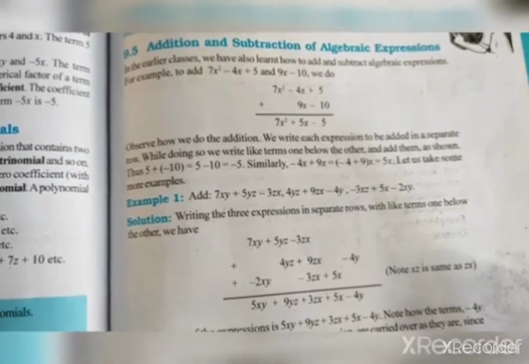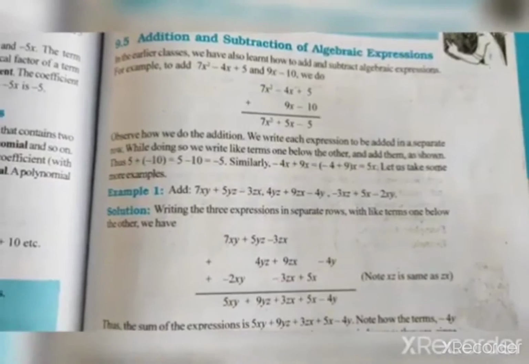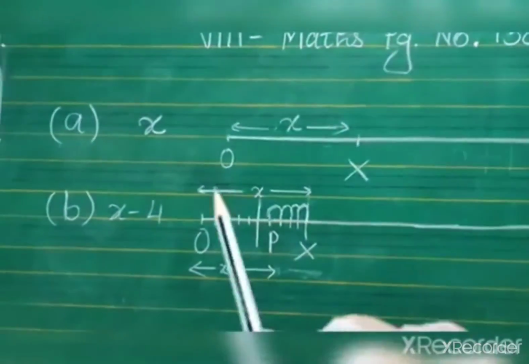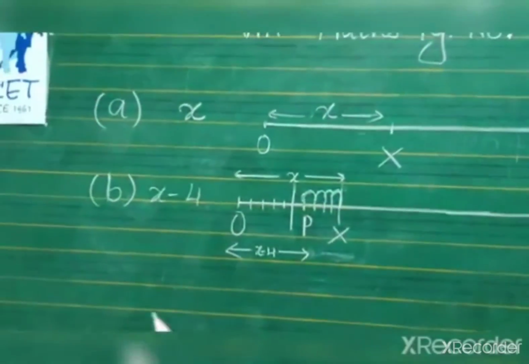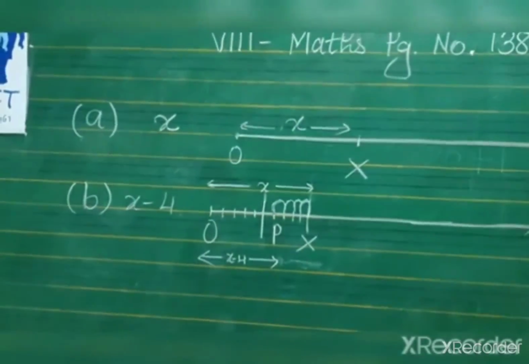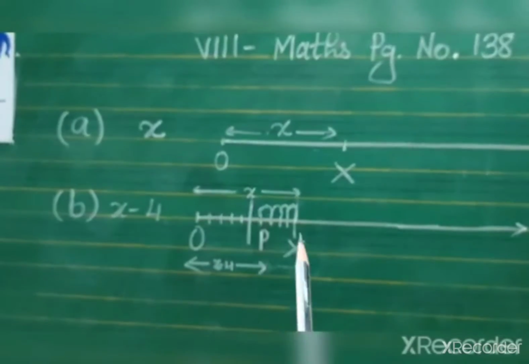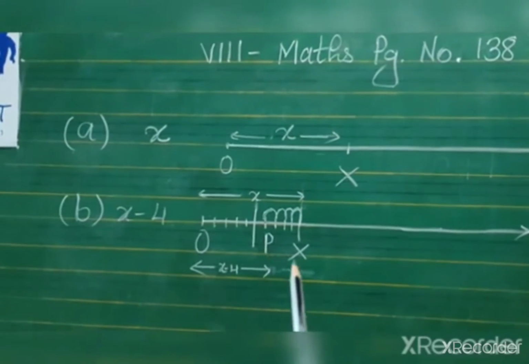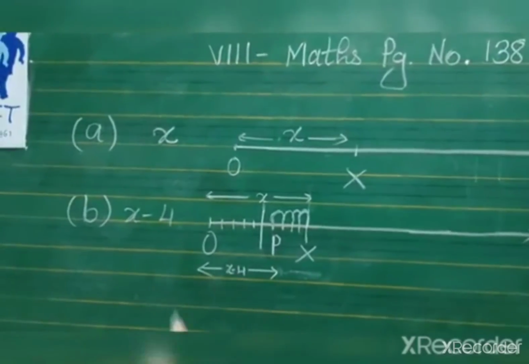Now I will show you how to represent expressions on a number line. The distance from O to x is x. Now for x minus 4, we have to move 4 steps to the left. So O to x is x, and then 1, 2, 3, 4. We move 4 steps, so at P we have x minus 4.